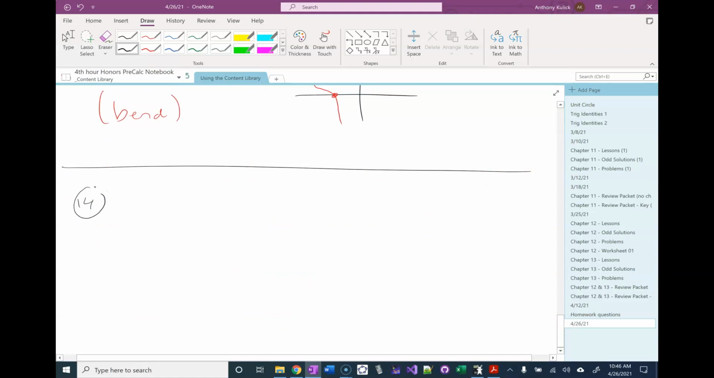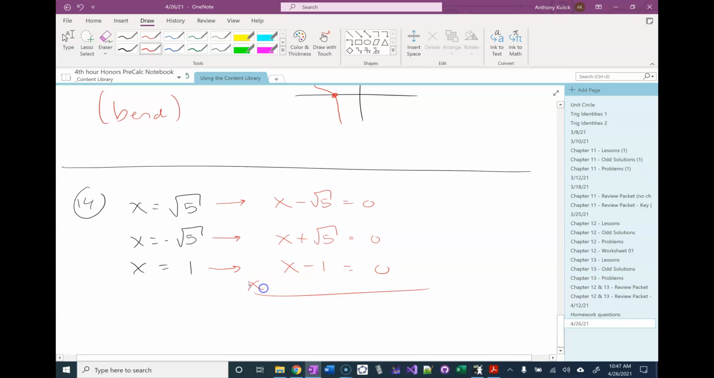So it says find a cubic function in standard form with the given zeros. So we have x equals square root of 5, negative square root of 5, and 1. So my plan here is I'm going to convert each of these zeros into a factor. I can do that by putting everything on one side. Okay with that? Yeah.